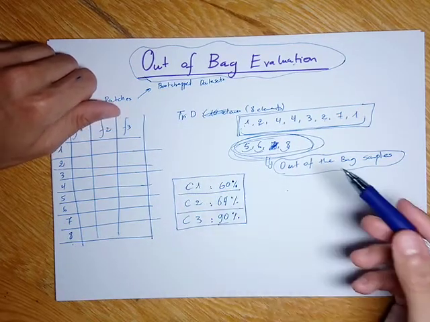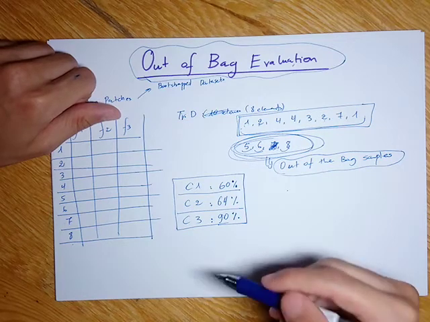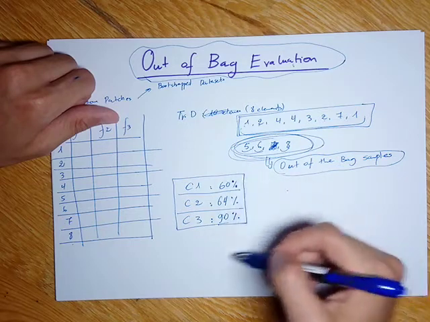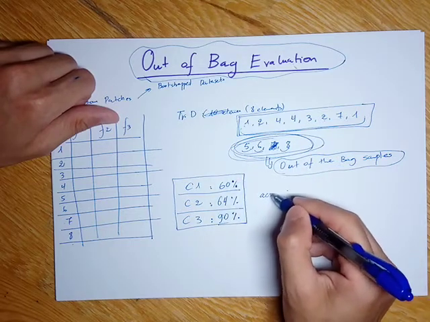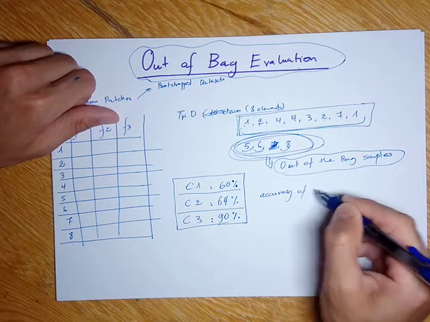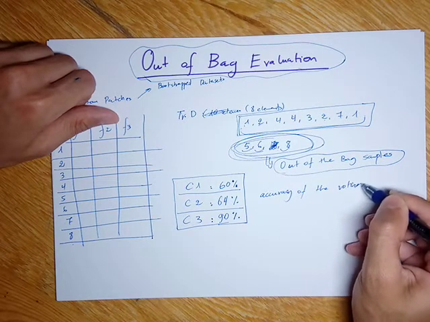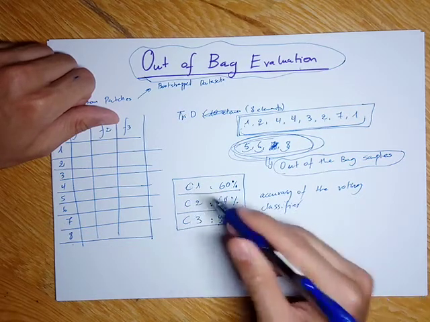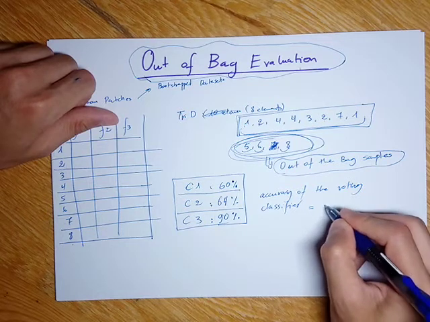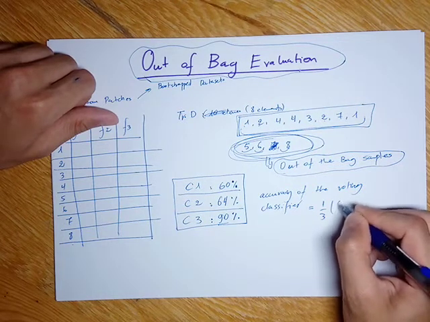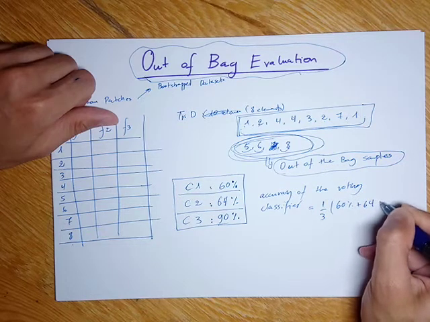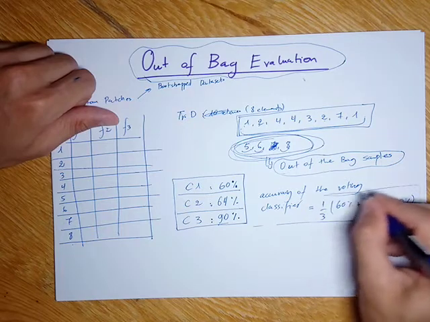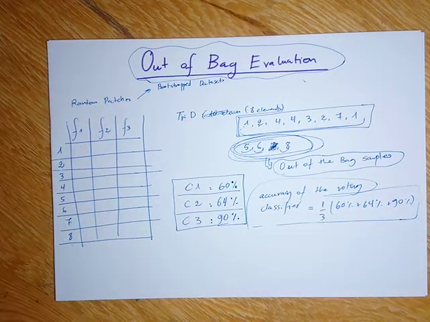And of course, to evaluate the voting classifier or the ensemble classifier, I just average all of these accuracies. So the accuracy of the voting classifier, which is made out of these 3 classifiers, also called the ensemble classifier, is equal to 1/3 multiplied by 60% plus 64% plus 90%. This is a way to evaluate the accuracy of my voting classifier.